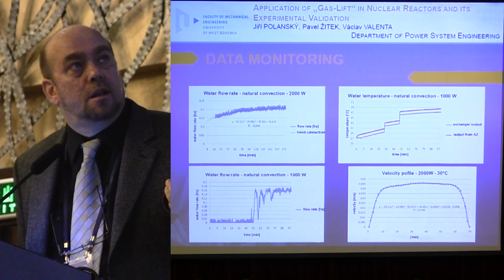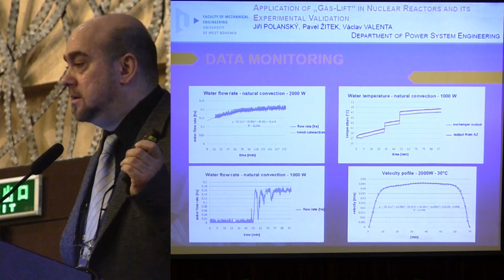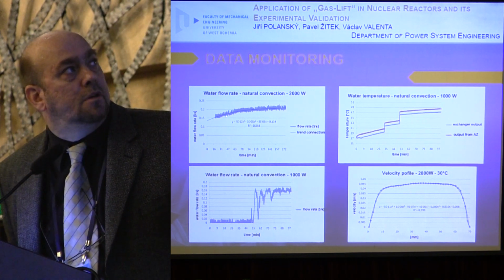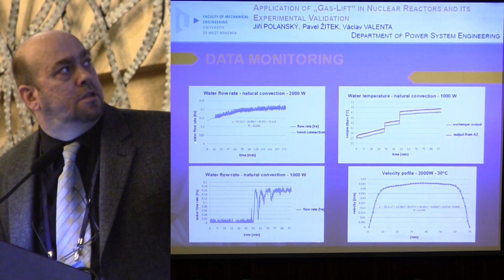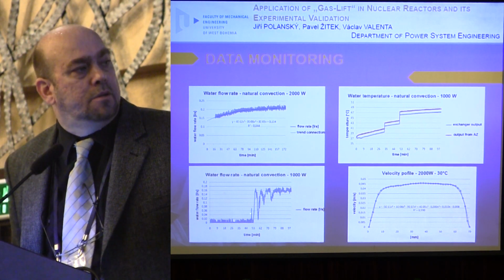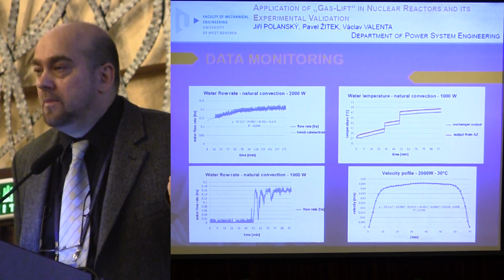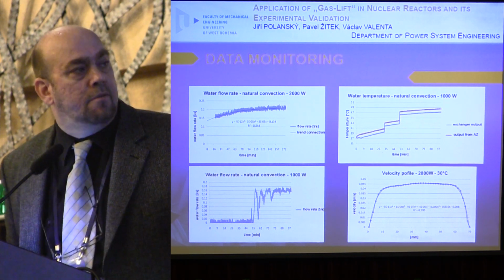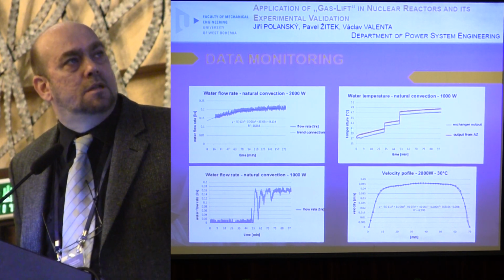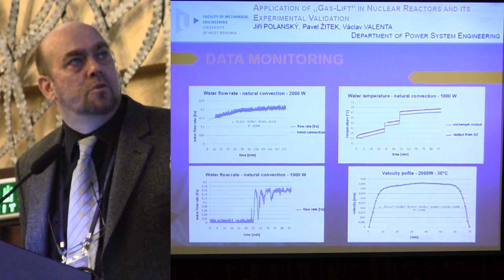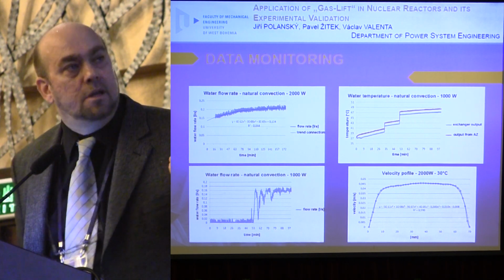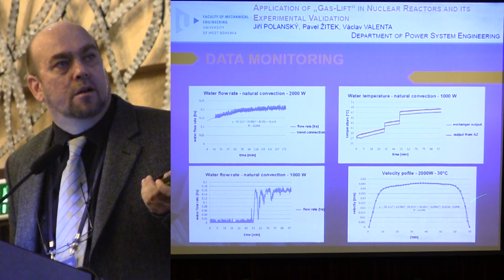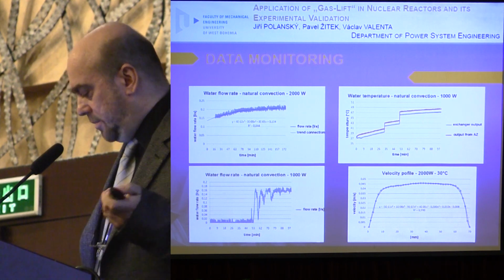results. This slide shows the case without gas lift. This is just natural convection. On the left top, you see the velocity flow depending on time. On the bottom, you see the transient, the moment when you switch on the heating on the device. Here you can see the temperature when you change the power of the heating, and the last picture shows the velocity profile, a typical turbulent velocity profile.